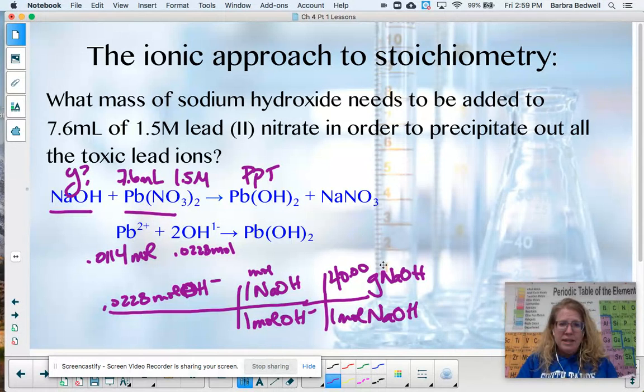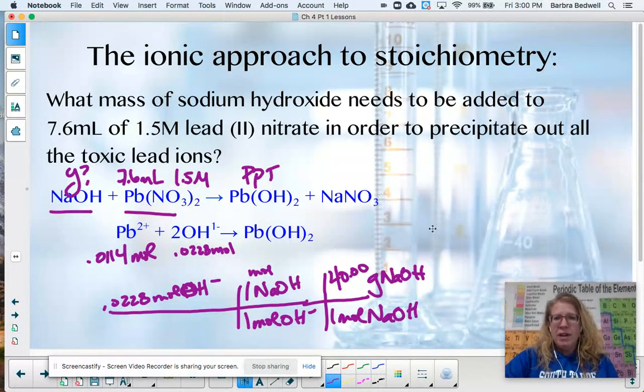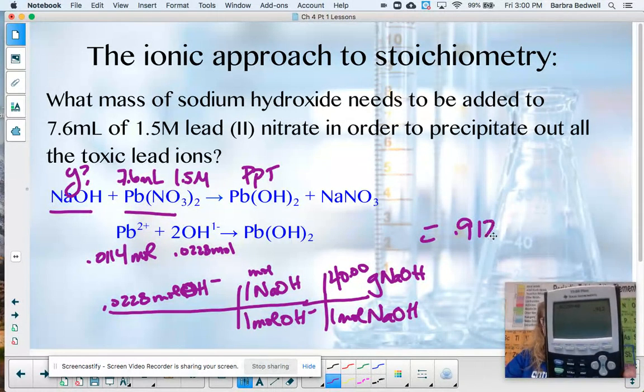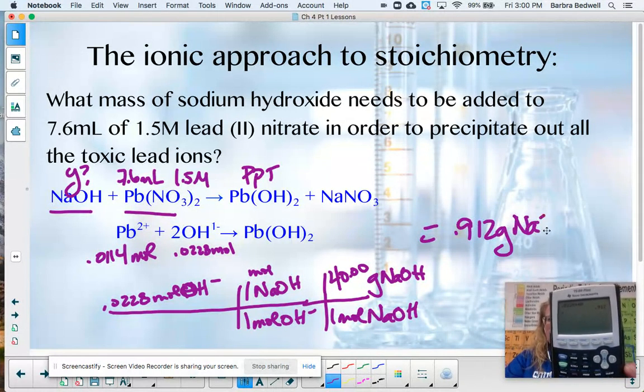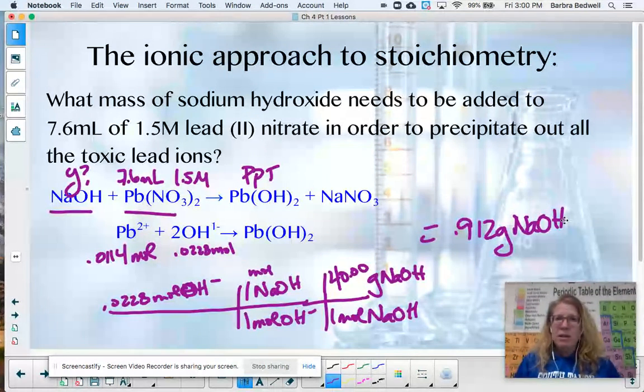0.0228 times 1 times 40 divided by 1. So our final answer here is I would need 0.912 grams of sodium hydroxide. Again, it's literally just the same as if we did it with a stoichiometry problem, but I want you to recognize, or at least realize, that you can do it with an ionic equation and not worry if you're missing some pieces. So don't stress about that.